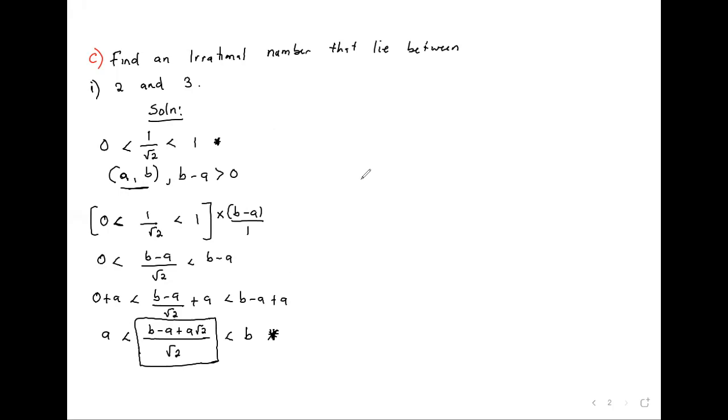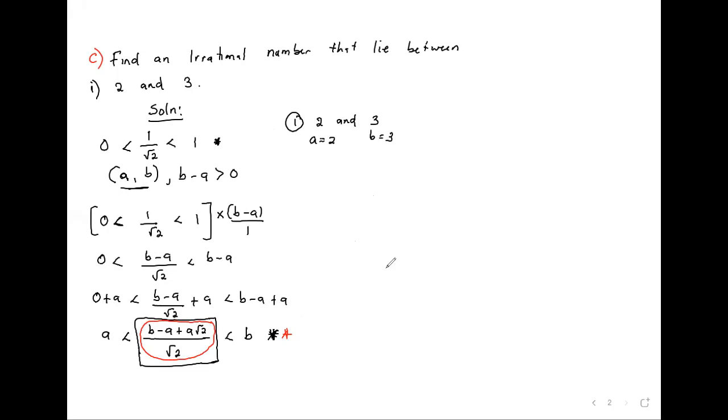You can pick the formula to be using. This formula here. You can be using this formula. How do we use it? Let's go to part 1. Part 1: find two numbers in between 2 and 3. So say A is equal to 2, B is equal to 3.